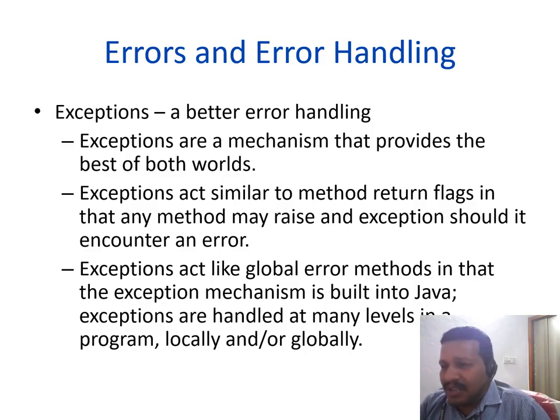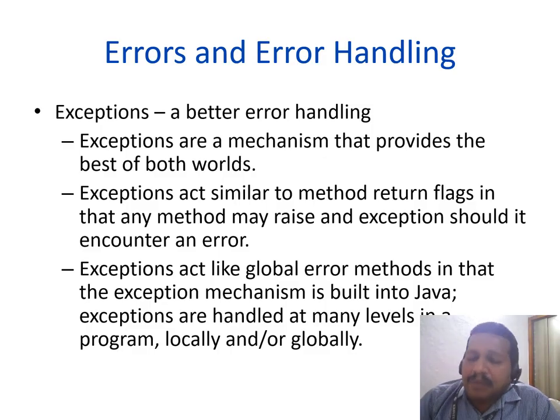One is debugging, the normal approach, where you can debug your errors. But even if you have an error, the program should complete its execution. So how can it be done? This can be done by exception handling. It is a mechanism to return a flag that any method may raise an exception should it encounter an error. It is just like a global error method.